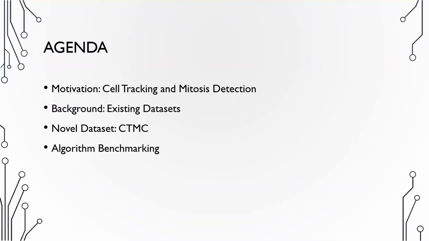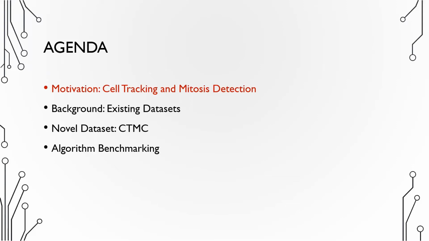I'll first begin with motivating the significance of cell tracking and mitosis detection, followed by a survey of existing datasets that have helped accelerate progress within the domain. I'll then introduce our novel dataset and discuss how it complements the existing datasets. Finally, I'll discuss how the modern algorithms perform to demonstrate the difficulty of our dataset, thereby offering interesting opportunities for future work within the cell tracking community.